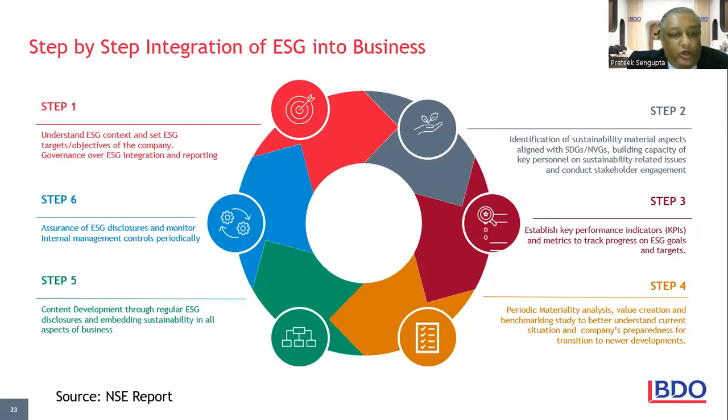Step 5 would include content development through regular ESG disclosures and embedding sustainability in all aspects of business. This was again something that Dipankar touched upon. ESG is no longer a silo. It has to be part and parcel of every single function of the organization. Otherwise, the integration of ESG is simply not possible. And finally, independent third-party assurance of ESG disclosures to build the credibility of the disclosures is very, very important, especially for companies looking to build stakeholder confidence and attract investors. The importance of third-party assurance cannot be stressed enough.